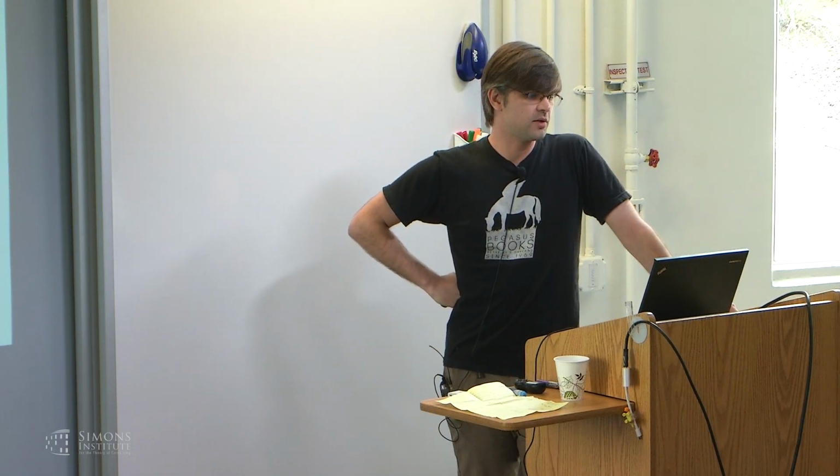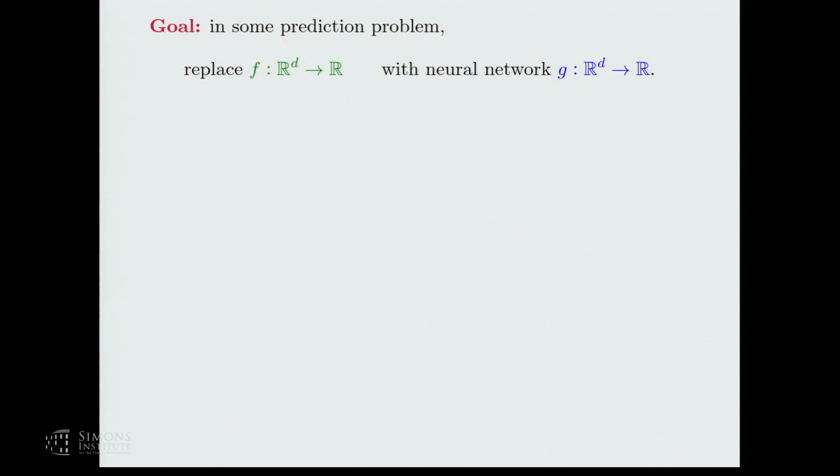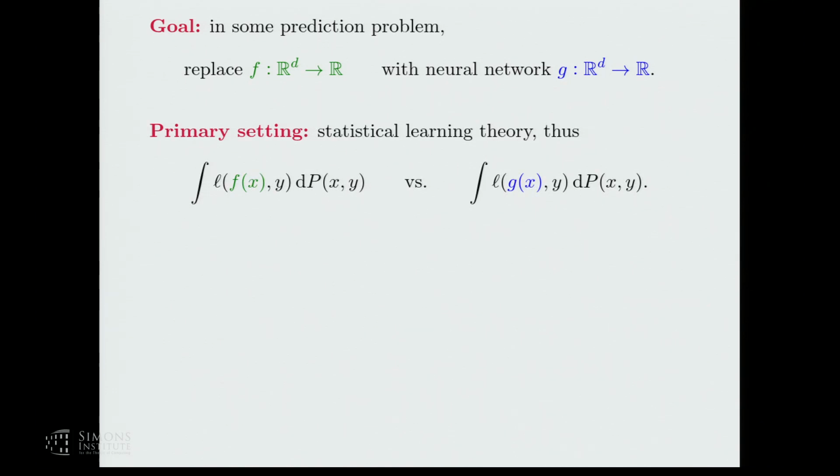We've got some function we think that nature is following, and we're going to replace it with a neural network g. Our goal is that whatever the prediction problem was, we should be able to just stick in the neural net and do just as well. Out of habit, I'm going to use the setting of statistical learning theory that you just heard Sasha talk about. On the left, we have the true population risk, written as a pairwise loss function, for some function f. And I want to do just as well with a deep network. For today's talk, this is the goal. We want these two quantities to be similar.